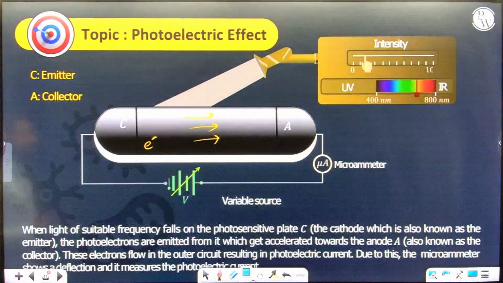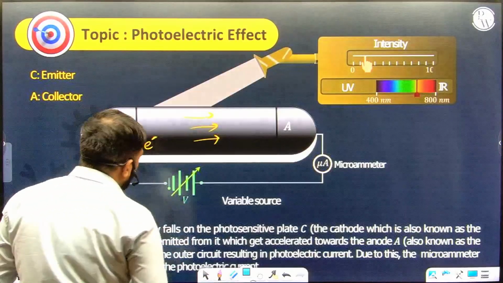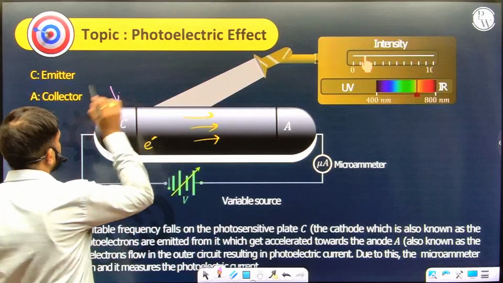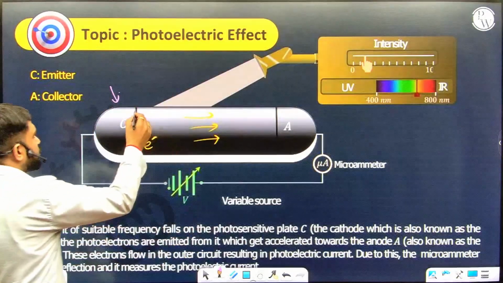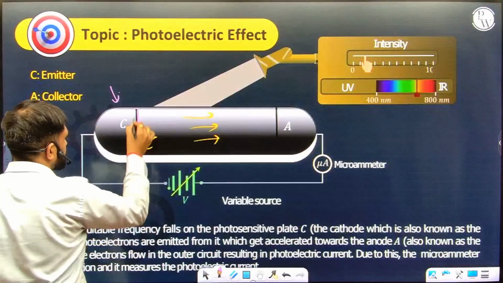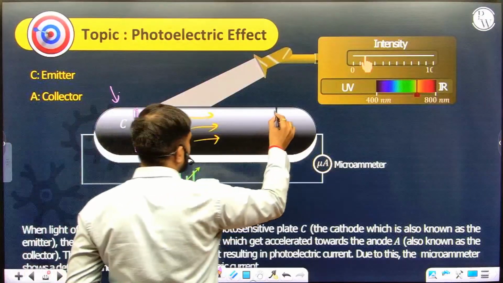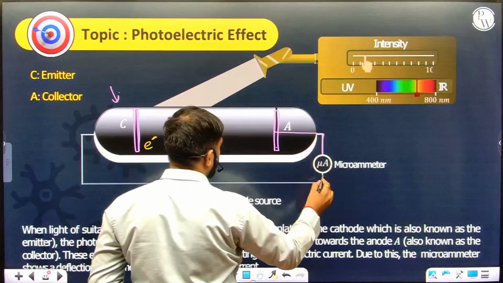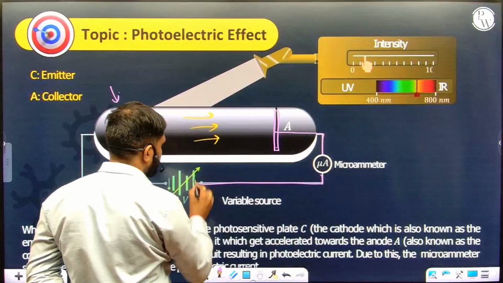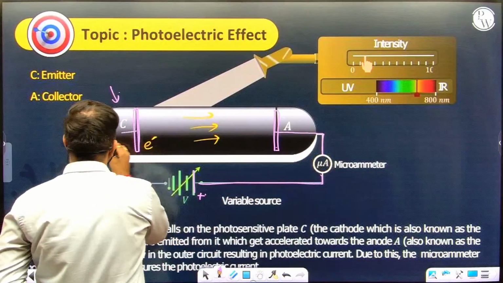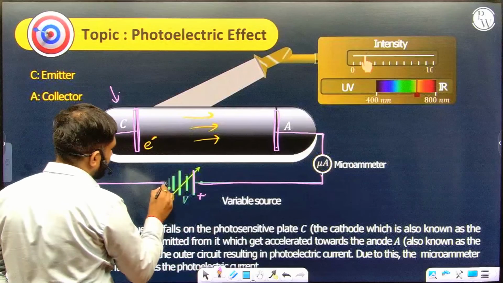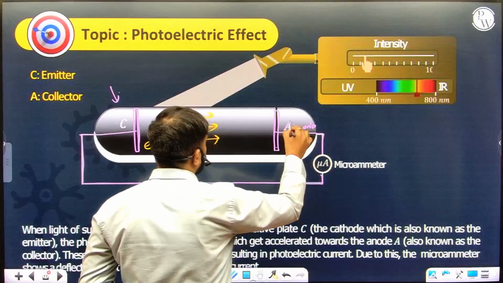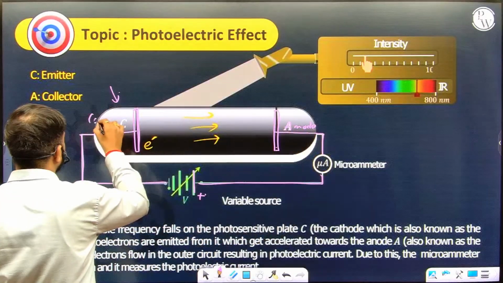Alright, so what is this experiment? We take a discharge tube, as mentioned here. This is a discharge tube. In this tube, we have two electrodes. One is connected to the positive terminal of the battery here, like this. Another one is connected to the negative terminal of the battery, like this. This one is the anode, and this one here is the cathode.